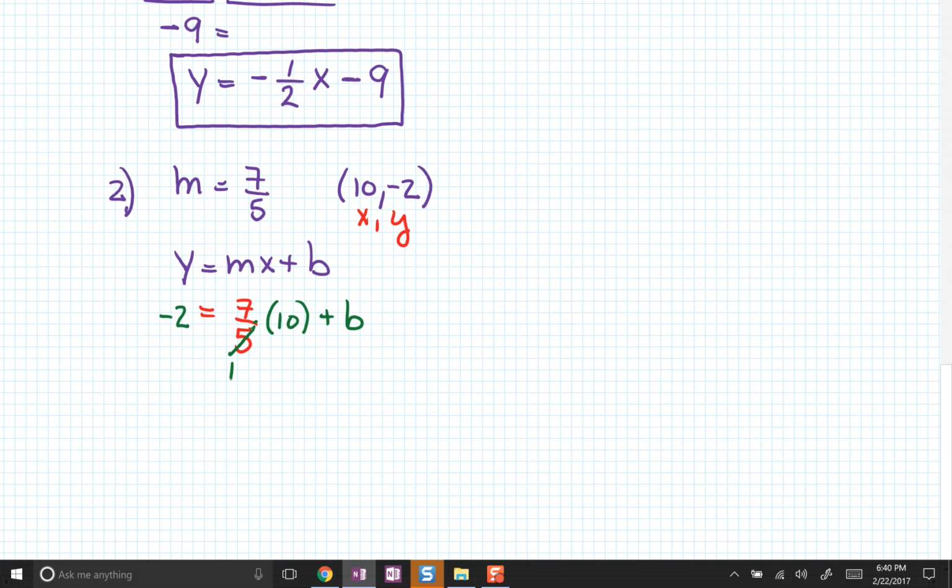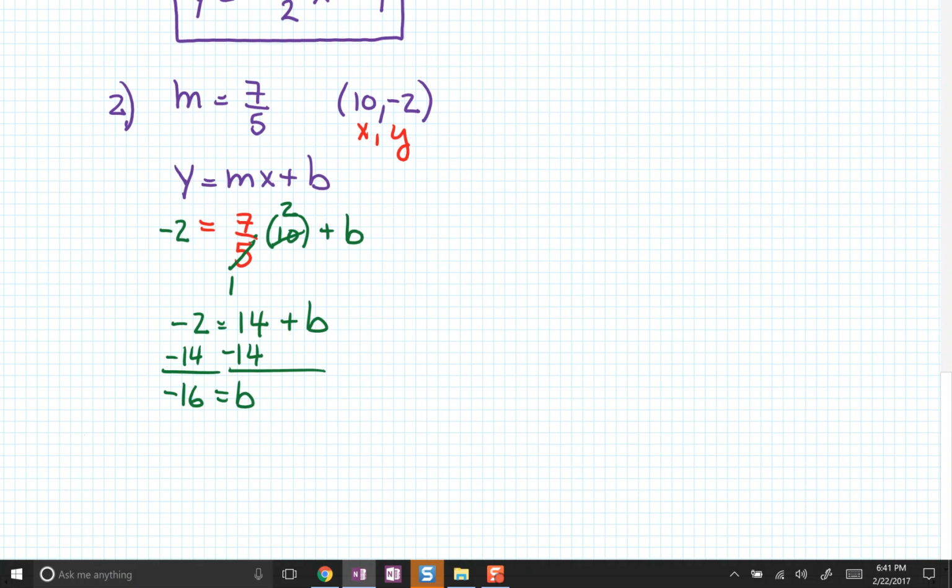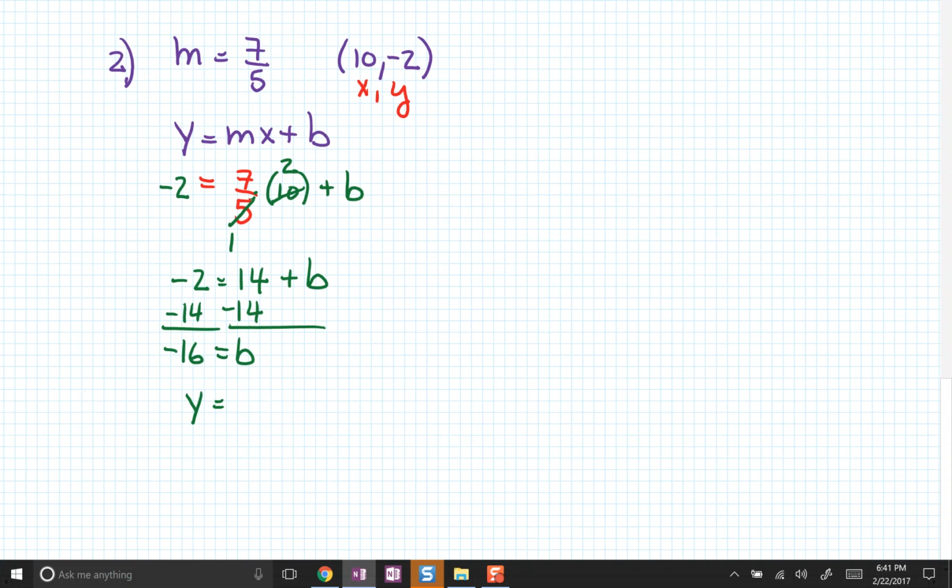So 5 goes into itself once, 5 goes into 10 twice. This gives me -2 equals 7 times 2 is 14 plus b. Now we're going to subtract 14 from both sides, and that gives you -16 equals b. So the equation of the line is y equals 7/5 x minus 16.